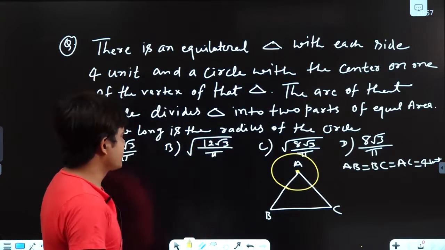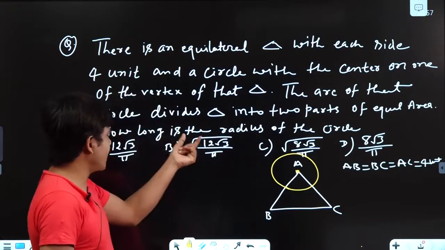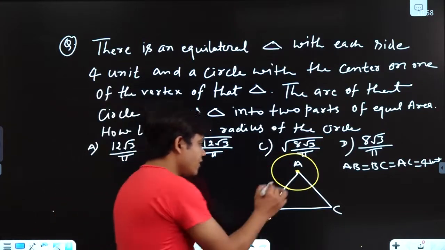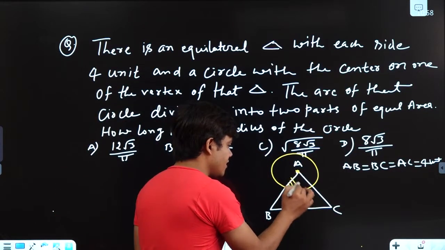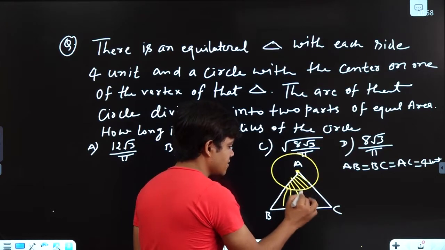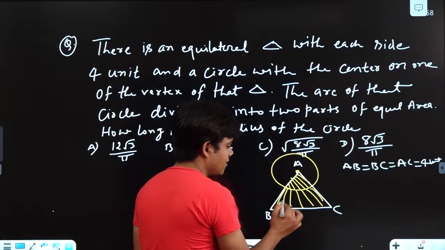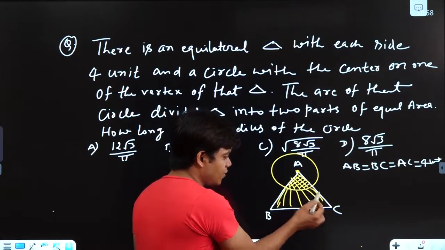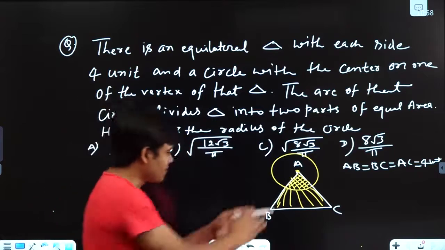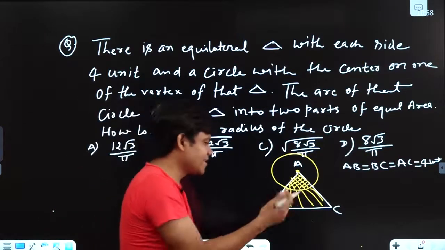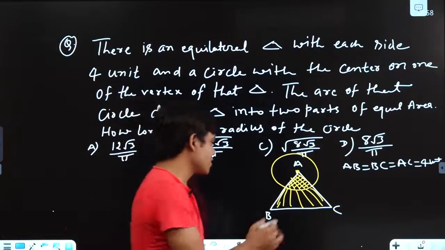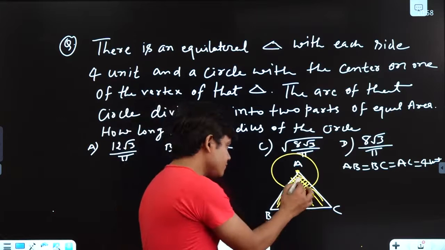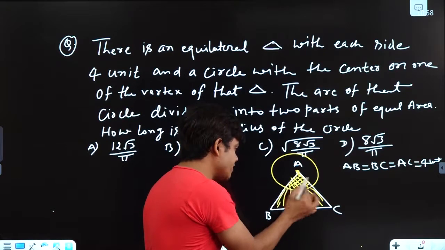So what is that? The arc of that circle divides the triangle into two parts of equal area. So according to the figure, this area is equals to this. So these are two equal areas, means this area is equals to this area. I should make this triangle smaller, but you can understand according to the question, this area is equals to this.